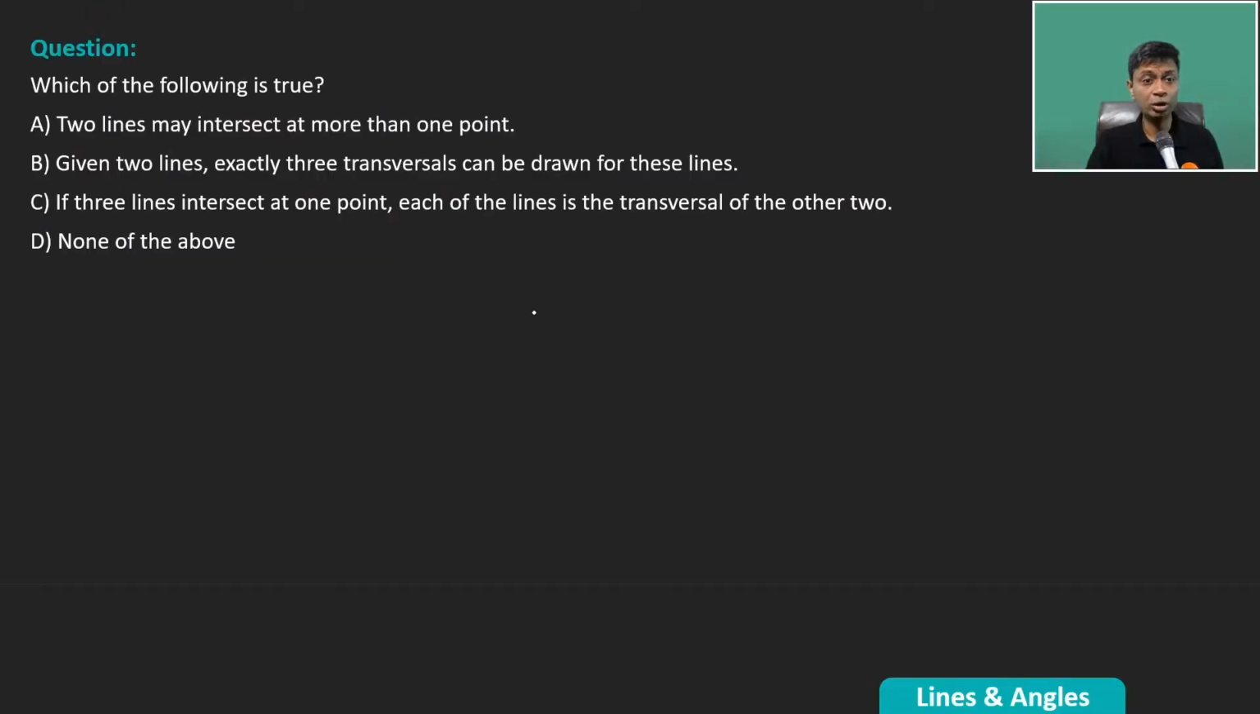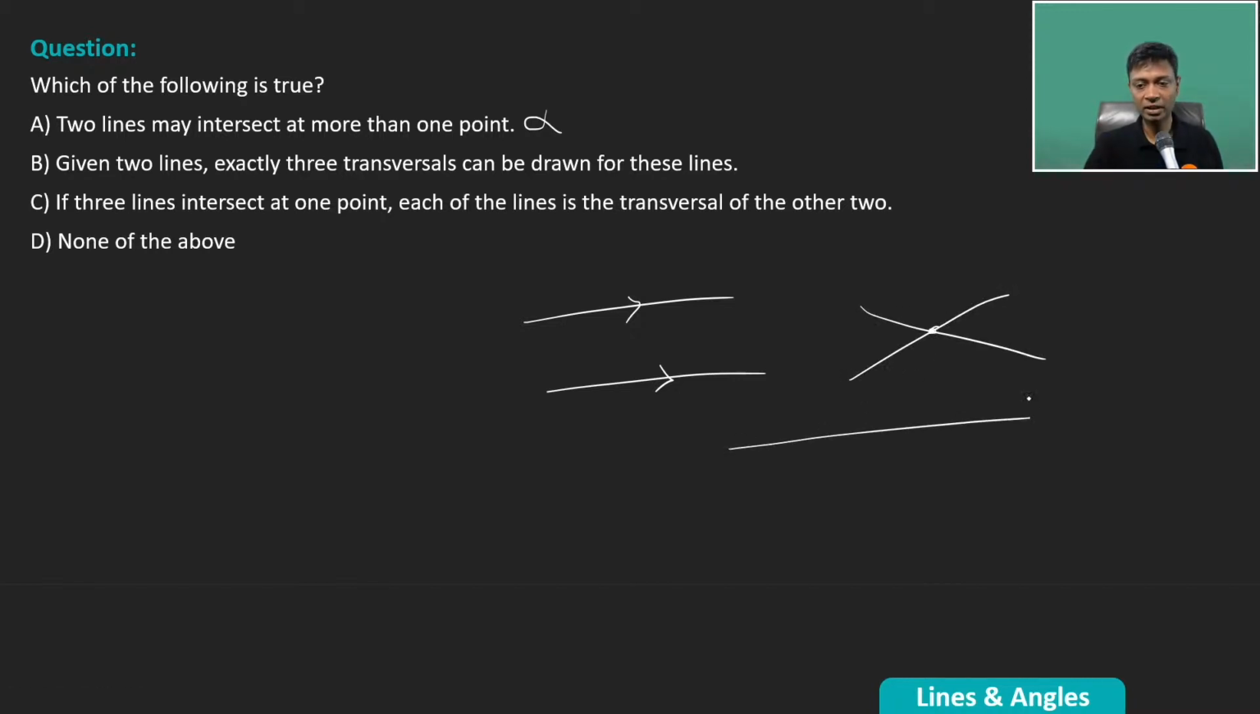Which of the following is true? Two lines may intersect at more than one point. This is not true. Two lines can be parallel, in which case they don't intersect at all, no matter how much you extend them, or they could intersect at one point.